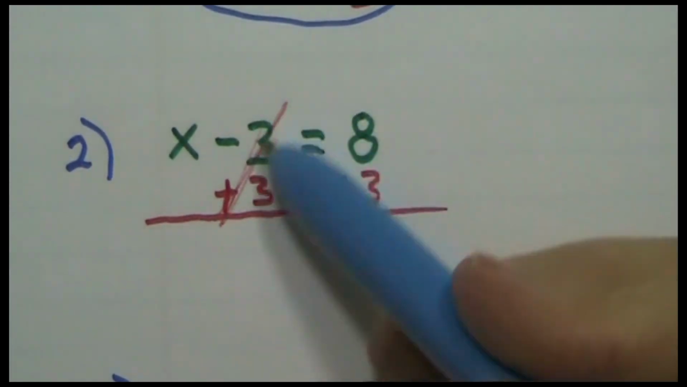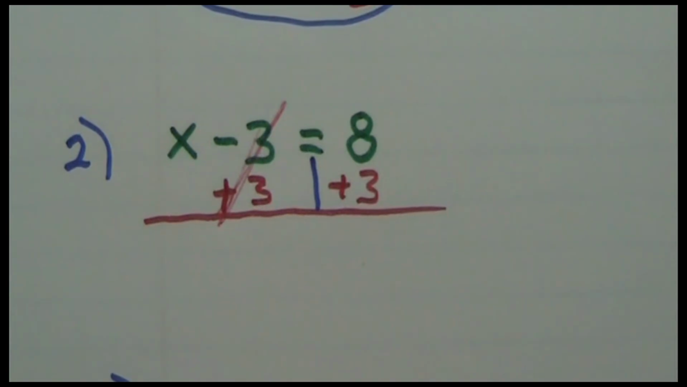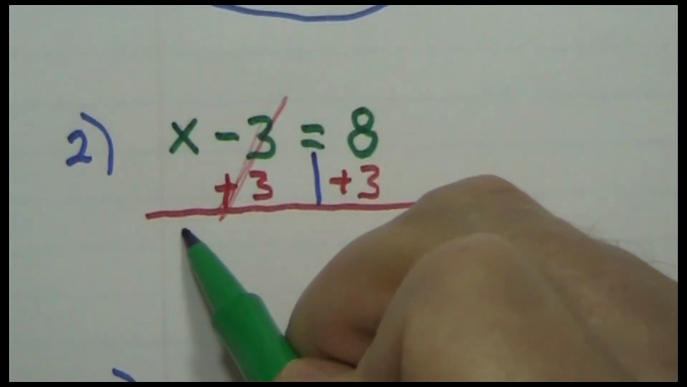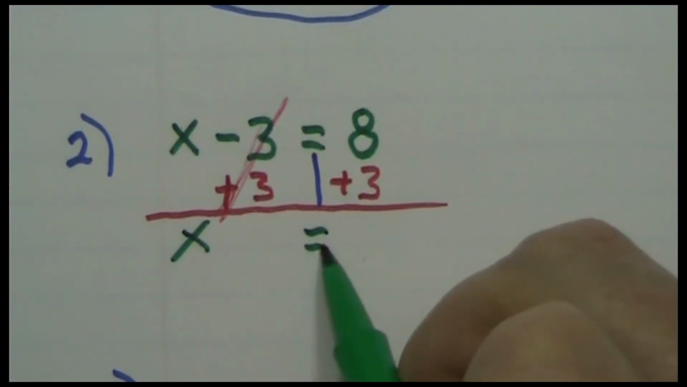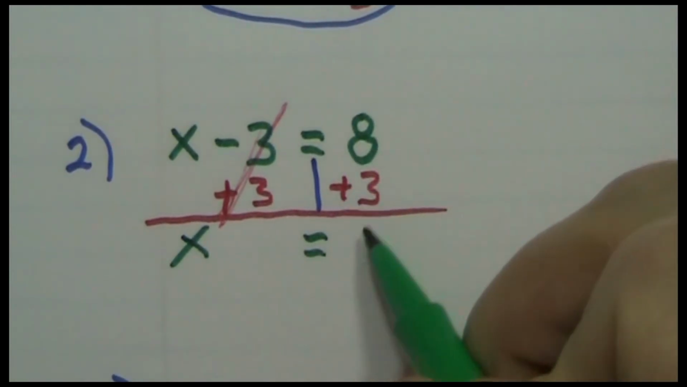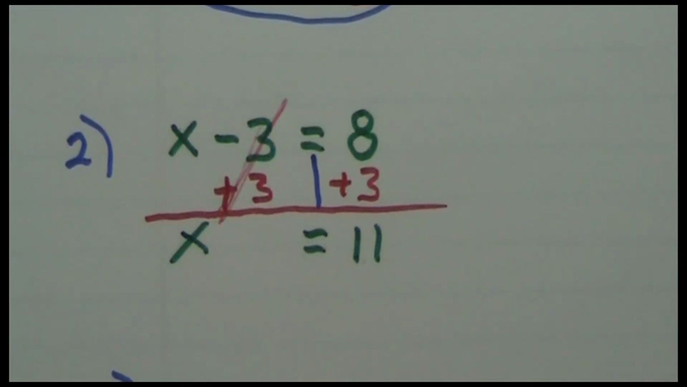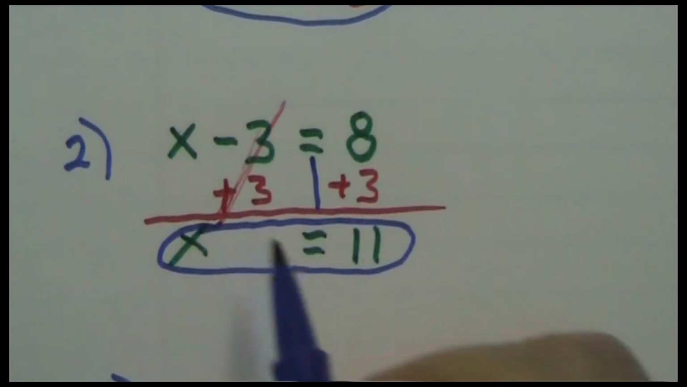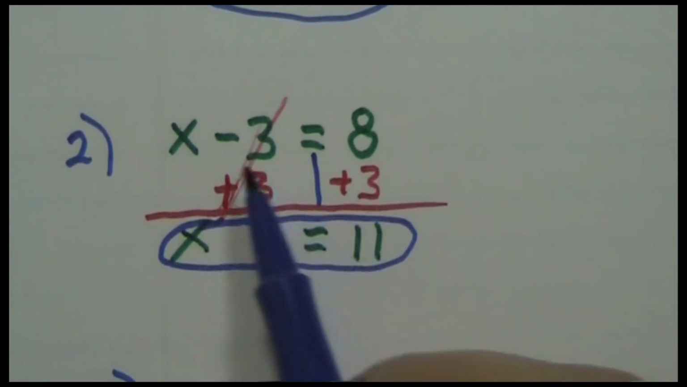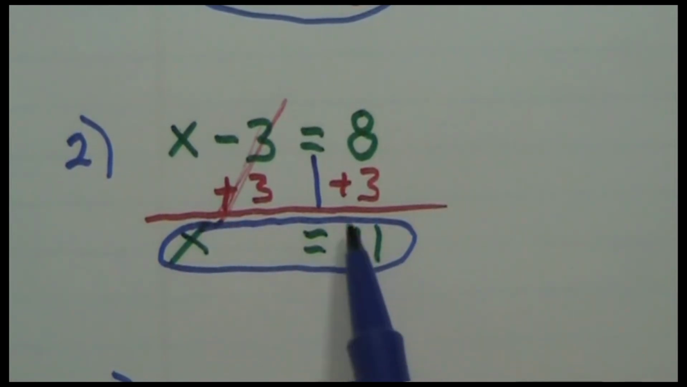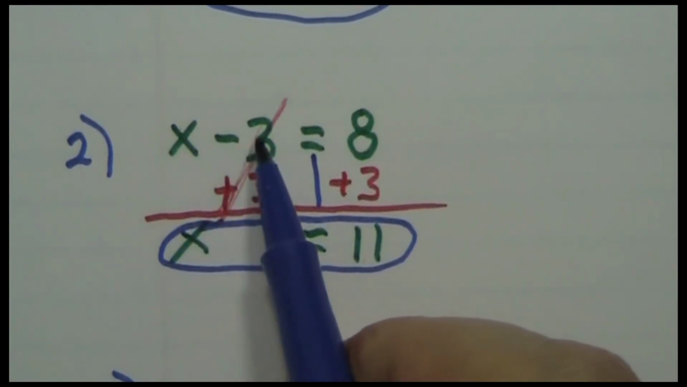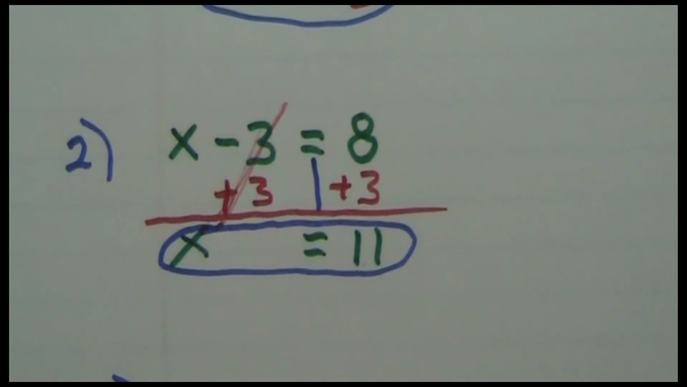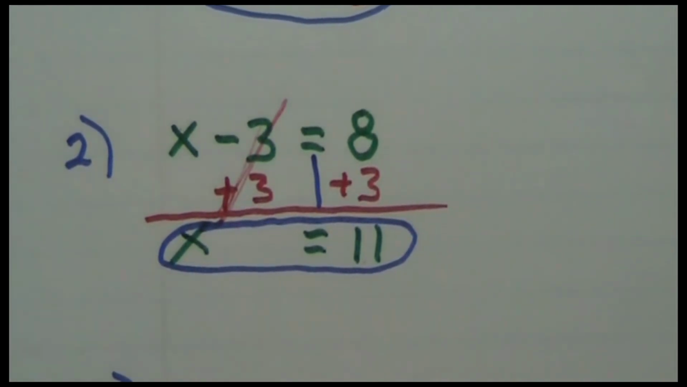They become 0. And so what are you left with? You're left with just the letter x. You got it by itself. On the right side, 8 plus 3 is 11. Okay, so the answer is x equals 11. Now don't worry so much about the answer, just practice the process. And if I plug this in there, 11 minus 3, well, that is 8. Okay, number 3.